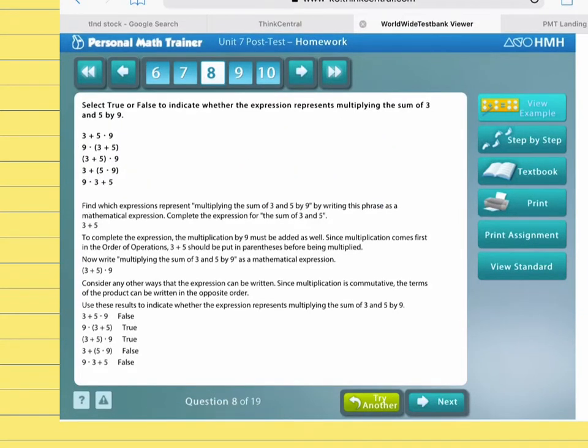So we got false, true, true, false, false, just like we said. Take a second, read this stuff. I know you don't want to take the time to read it, but it does build mastery, so take a second to read through the explanation.